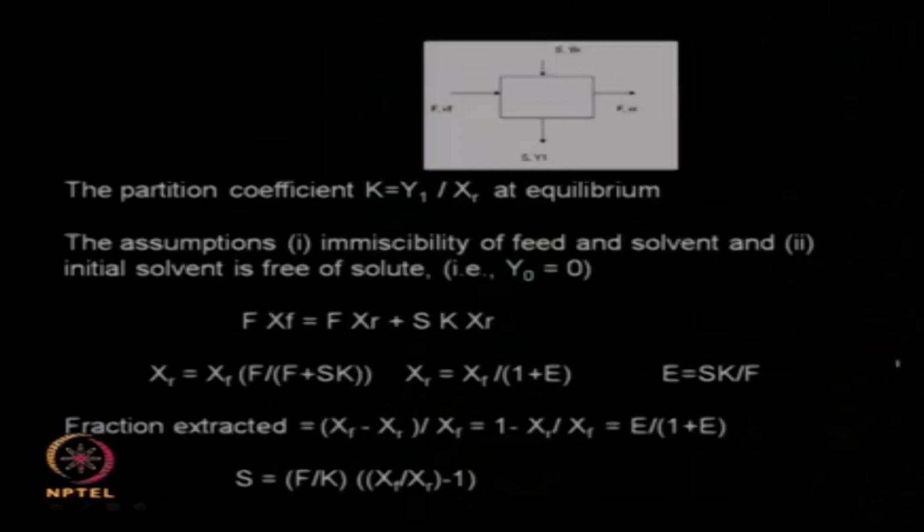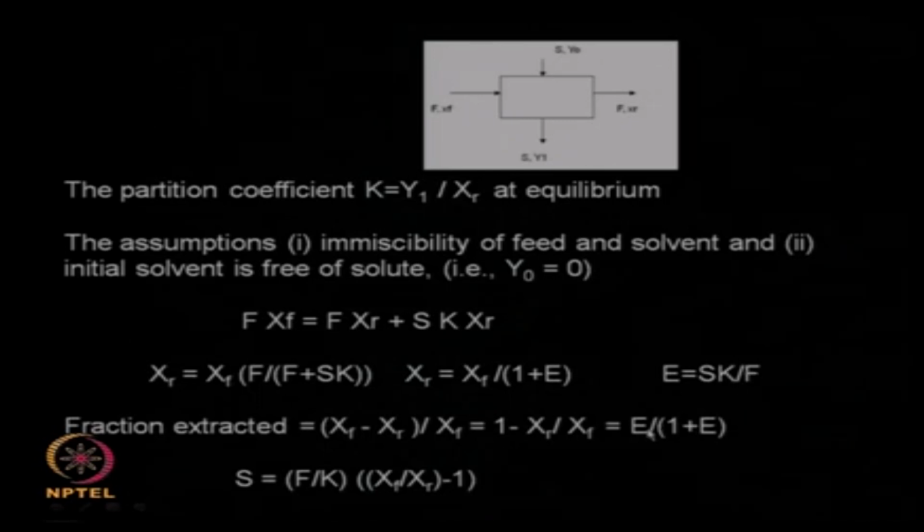So all you need to do is calculate E from this: E is equal to Sk by F, and then E divided by 1 plus E gives you the fraction extracted. Very good. Similarly, by doing a mass balance we can get an equation for Y1 as well, that is the amount in the solvent layer.